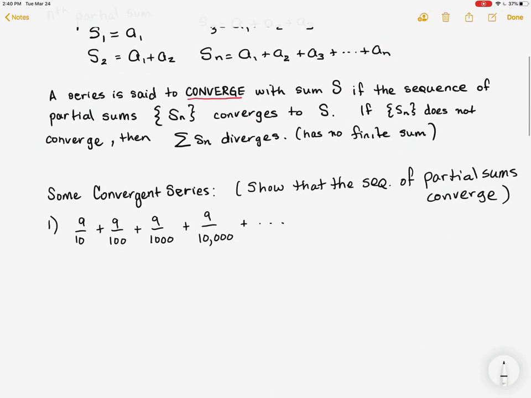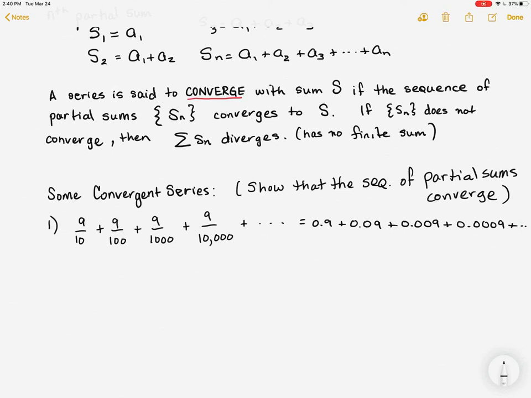Here's a couple of examples where I'm going to look at their partial sums and show that these things converge. So the first one, I'm adding 9/10ths with 9/100ths with 9/1000ths and so forth. Or if you think about it in decimal form, I'm adding 0.9 with 0.09 with 0.009 and so forth. This is another way of writing 0.9 repeating. I'm going to show you that this has a finite sum, that 0.9 repeating is actually equal to 1.